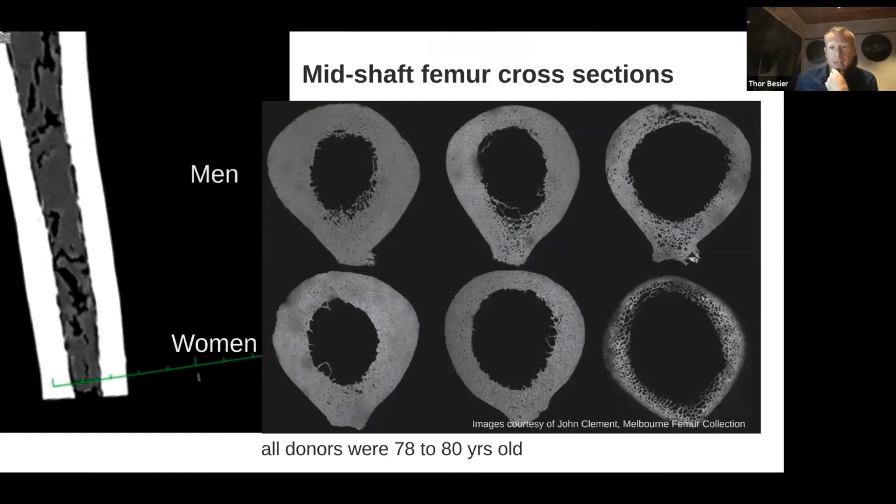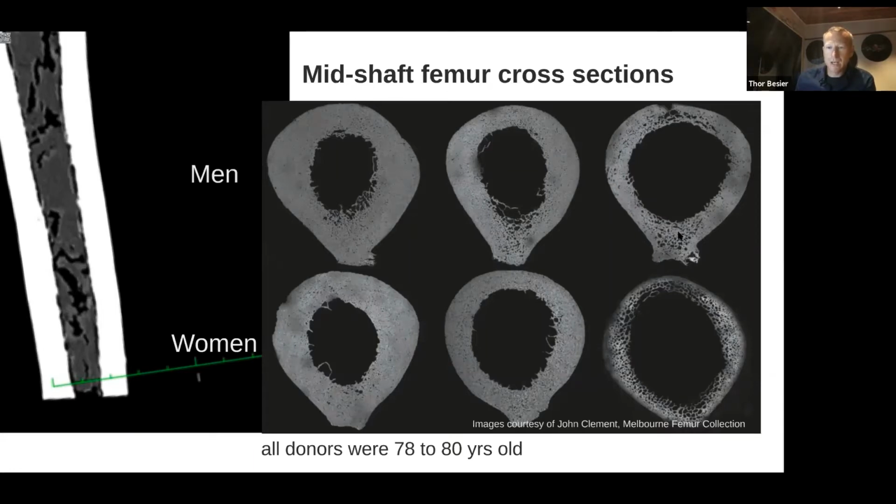And here we can see then the difference between the bone across a group of similarly aged individuals. These are, again, from the Melbourne Femur Collection. So these individuals are between 78 and 80 years of age, so similar in age, but you see a vast difference in the quality of the bone. So across the top, you're seeing men, and at the bottom, you see women. On the left-hand side, you see some nice dense thickness here of the cortical bone, nice and thick. As you progressively go to the right-hand side, you see thinning of that cortical bone.